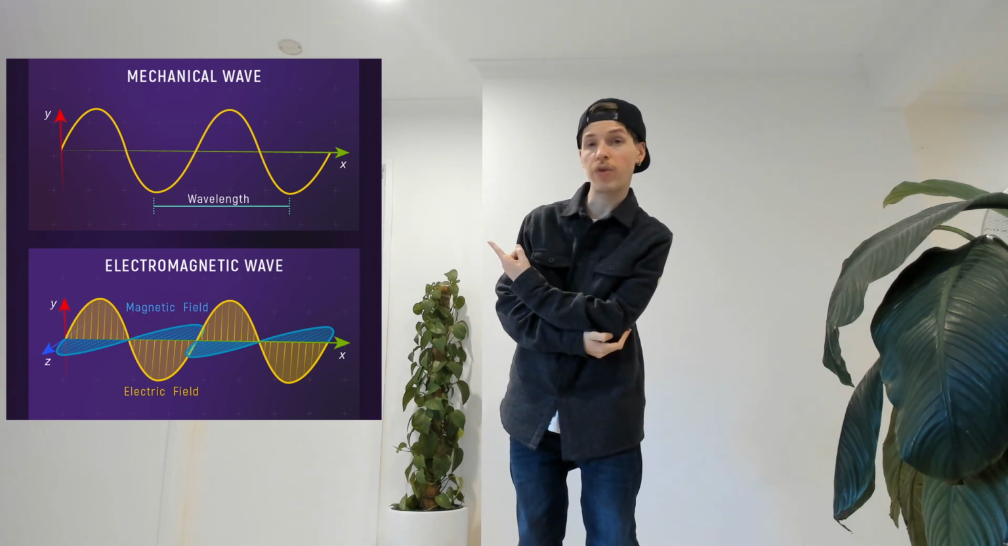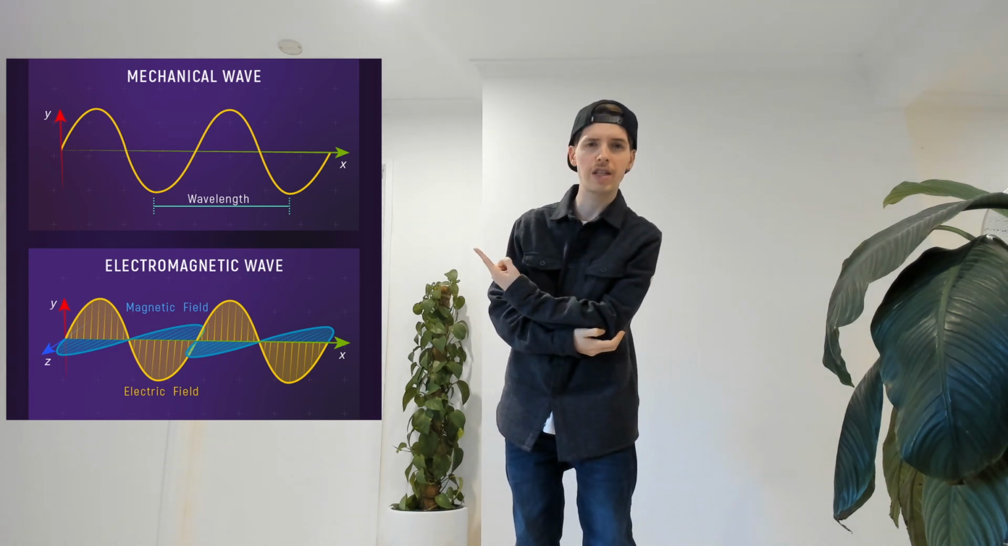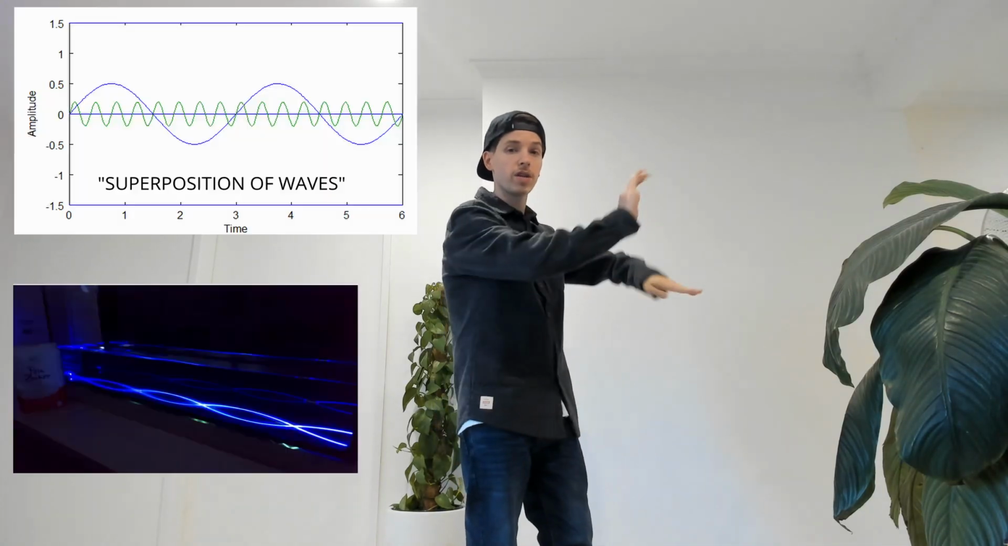If you look at this graph, magnetism looks completely different and light looks completely different to a mechanical wave. So we have mechanical waves and we have light and stuff, right? So yeah, we could have two waves crossing over each other.